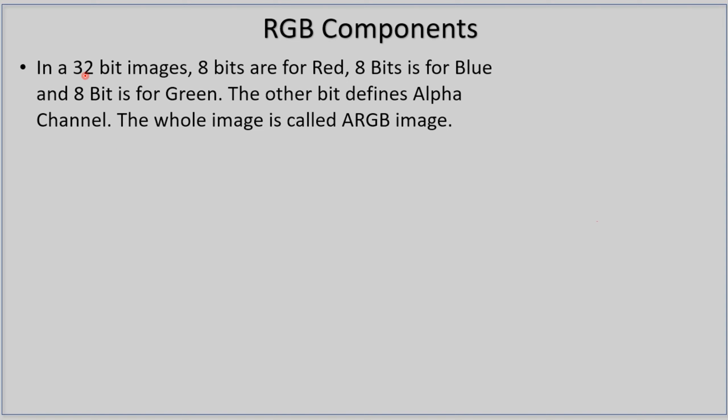In 32-bit images, 8 bits are for red, 8 bits are for green, and 8 bits are for blue. This will give 24-bit red, green and blue. When we talk about a 32-bit image, there are 8 more bits available, and those bits are used for the alpha channel, and we call that an ARGB image. So 24-bit images are RGB images, and 32-bit images are ARGB images.